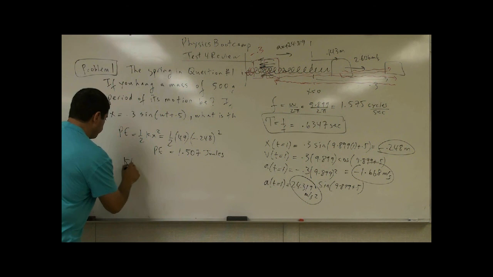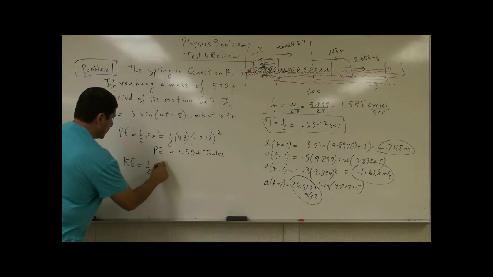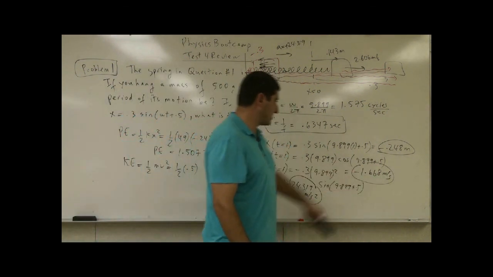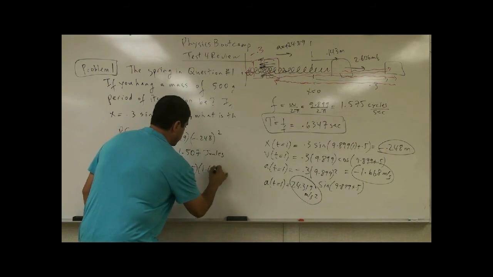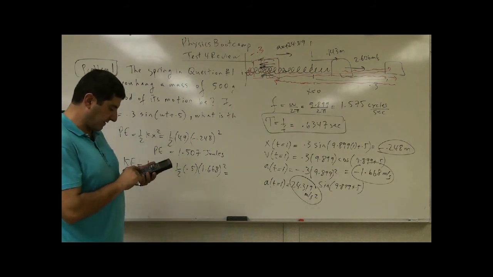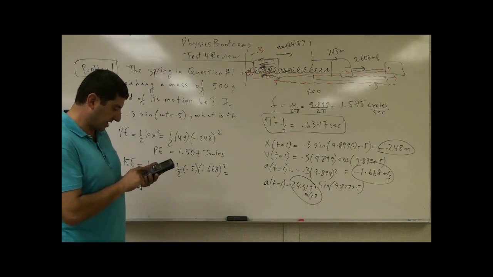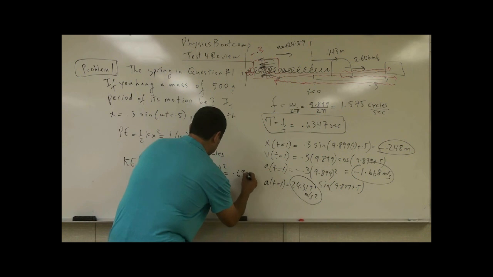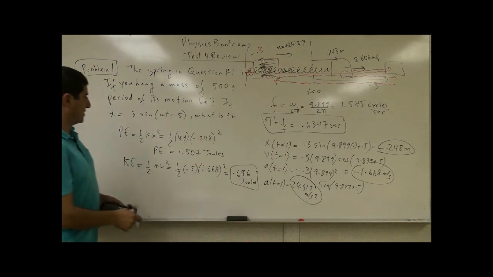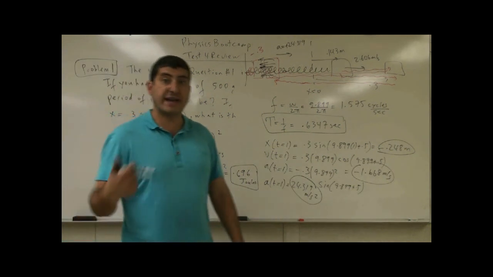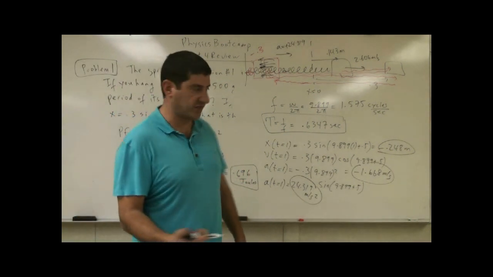What is the kinetic energy? Half mv squared. So the mass was a half a kilogram. What's the velocity? 1.668. So 0.5, which is half, times another 0.5, times 1.668 squared. It's equal to 0.696 joules. Okay, so we have 1.507 joules, 0.696 joules. Now let's calculate the maximum velocity and maximum acceleration of this system.